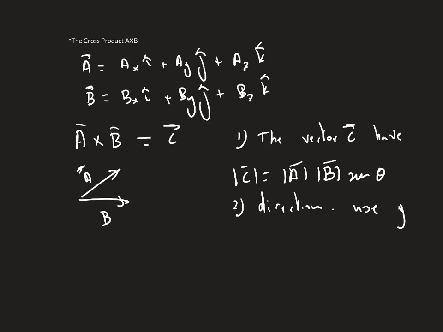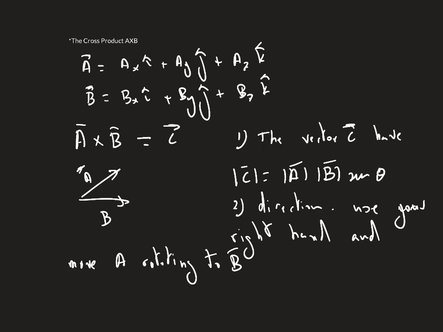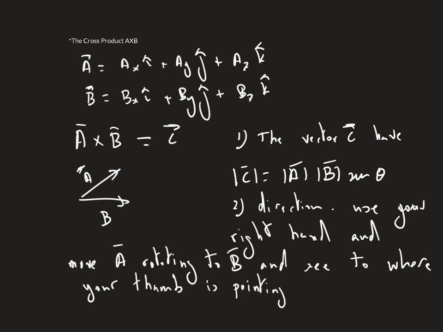Use your right hand, the right one, and rotate A to B. So rotate A through B, and the vector C will be the vector that is pointing perpendicular to the plane formed with A and B, in the direction of your thumb.